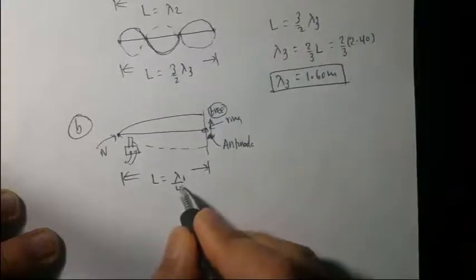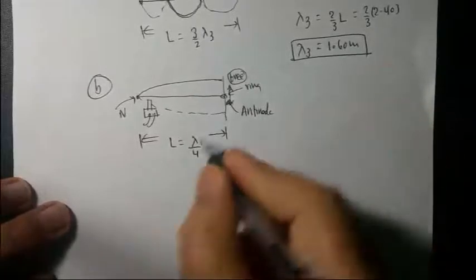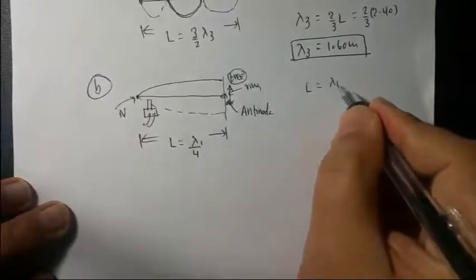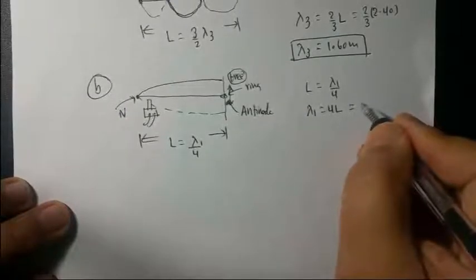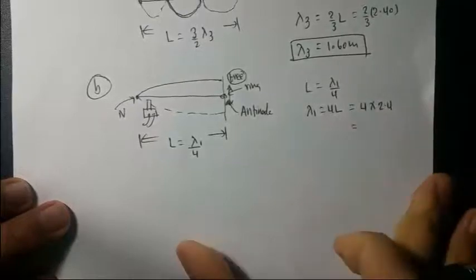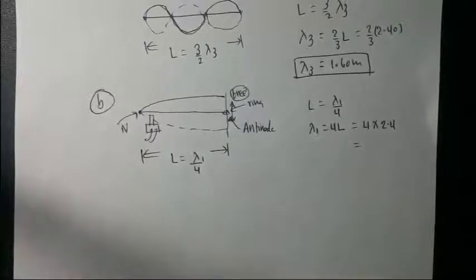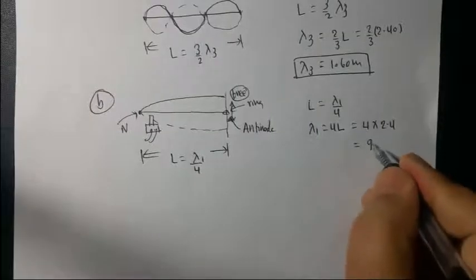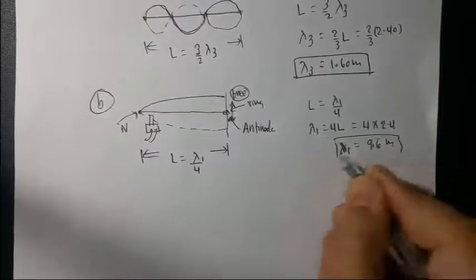So not lambda by 2 now, unlike this. One end free changes the boundary condition, right? So that's important to note. And so your L has to meet this boundary condition. So lambda 1 is 4L, right? And the length of the string is the same, 2.4. So that's your answer: 9.6 meters. So that's the longest wavelength.